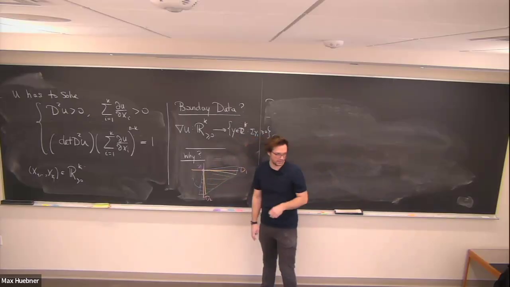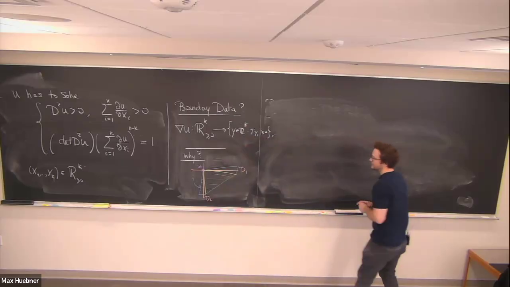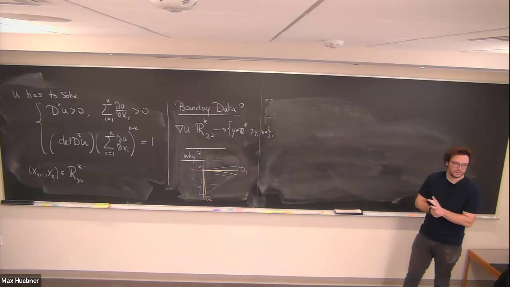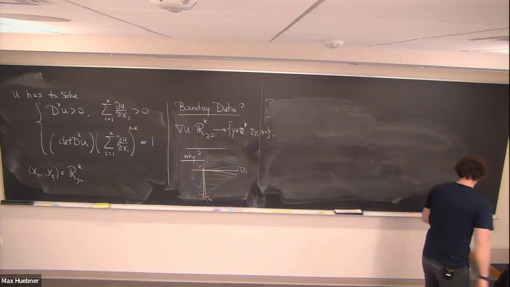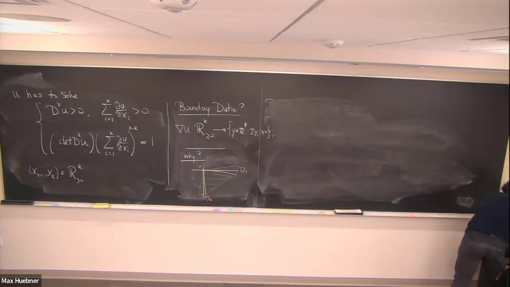Do you have the uniqueness in the Tian-Yau theorem? No. It might be that there would be another exotic metric here that would give you another limiting metric here. Could be, yeah. Okay, so that's where this boundary data comes from.